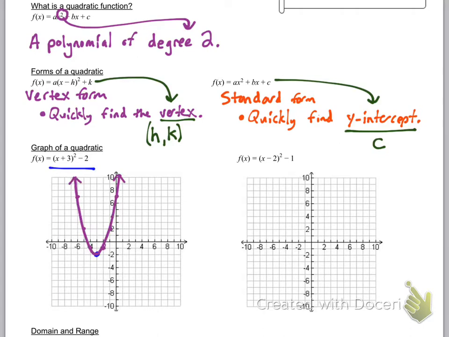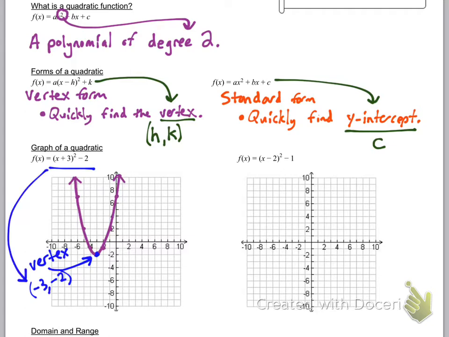Now let's talk about a few features of parabolas that we need to notice. First of all, that is the vertex, negative 3 comma negative 2. In this case, the vertex is a minimum, but it isn't always. If the parabola were concave down, then it'd be a maximum instead. Remember, up like a cup, concave up is the way we have it now, and down like a frown would be if we multiplied the whole thing by negative 1. So if a up here, from the vertex form up here, if a were negative, we'd be concave down.